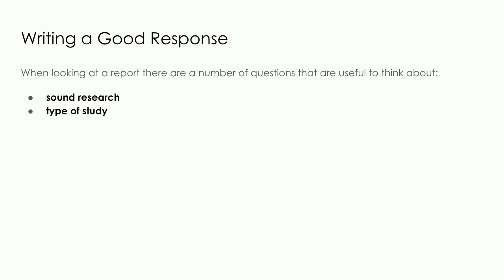Identify the type of study undertaken. Was it a poll, survey, experiment, or observational study? Who funded the research? Did they have a vested interest in the outcome? For example, was it a drug company trying to compare their new drug over an existing treatment?